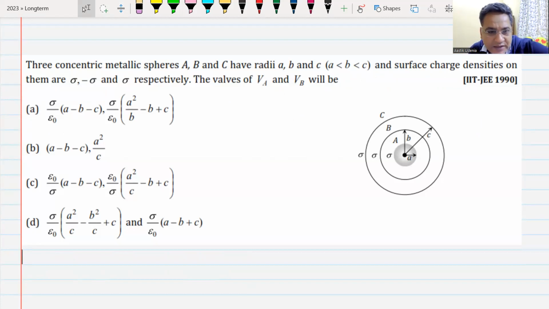You have to find the value of VA and VB. VA is the potential on the inner shell, and VB is the potential of the middle shell. The time starts now.